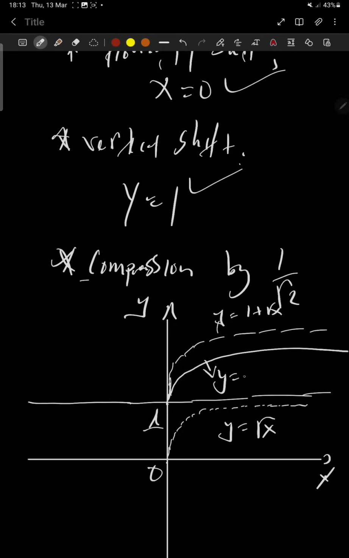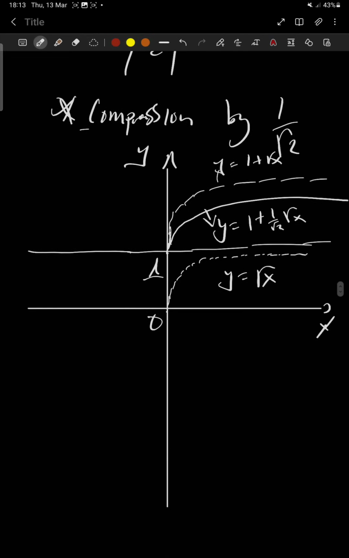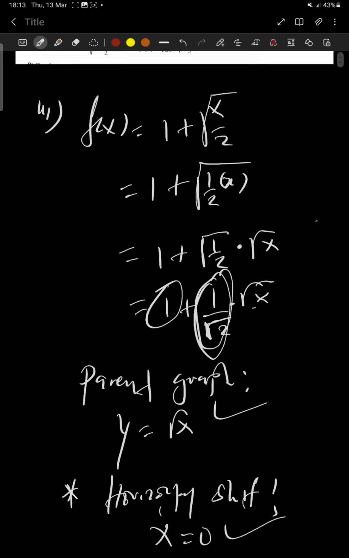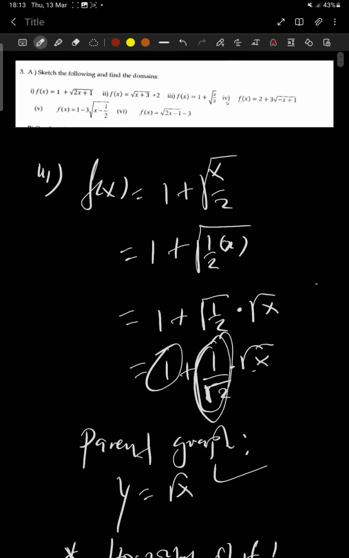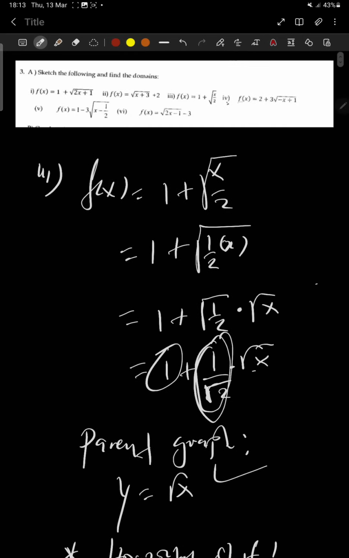This here is y is equal to 1 plus 1 over the square root of 2 times the square root of x. That's the graph. Okay, that's the way it is. You can try out the fourth one. Feel free to pause the video and try out the fourth one.